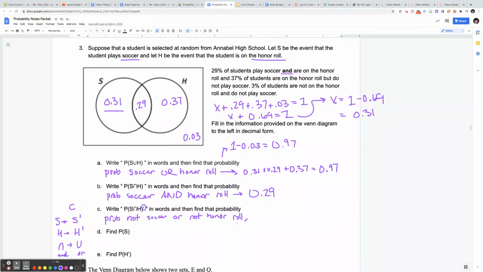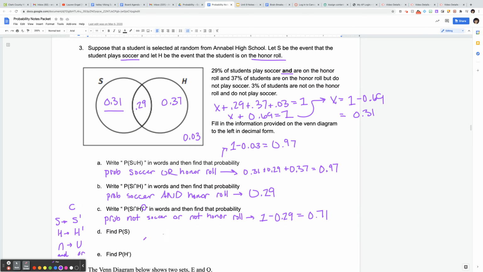Okay, so that's why this is not soccer or not honor roll. I basically just want everything in the Venn diagram that's not this little intersection right here. The easiest way to do that, rather than adding 0.31, 0.37, and 0.03, is to just do 1 minus 0.29, because that's the complement rule. If you subtract those, you get 0.71. So that would be my probability.